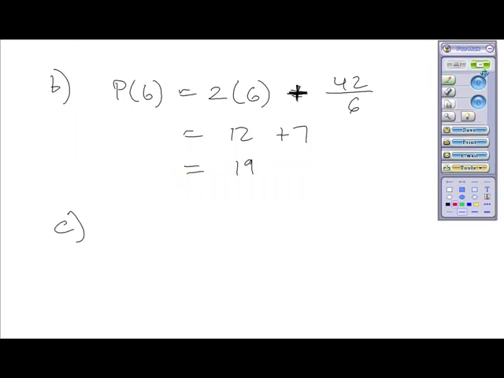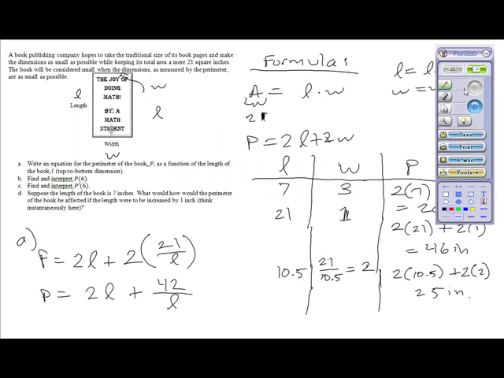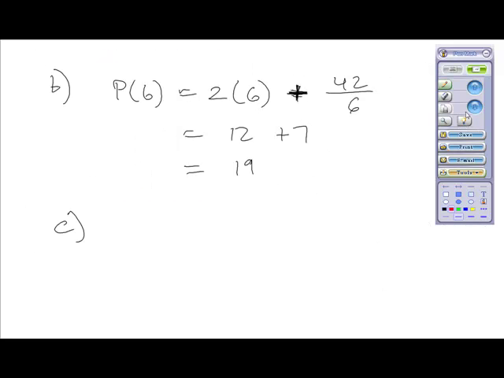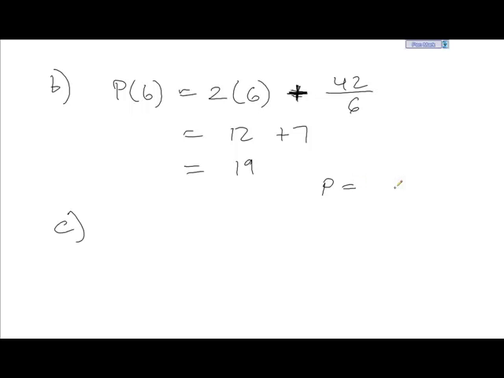I keep jumping around here. I think I want to go back a couple pages. So in part C, we want to find and interpret P prime of 6. Before we do that, we have to remember P is our output. That's a perimeter in inches. L is the length in inches. So P prime would have units of change in output over change in input. So our output is inches of perimeter per inch of length.